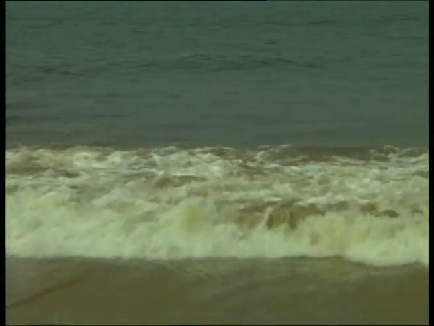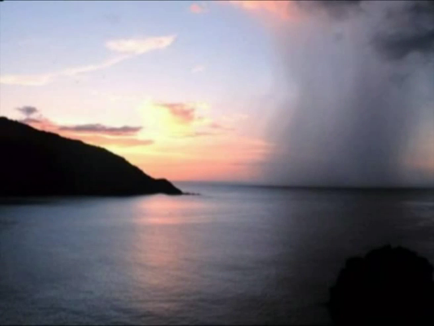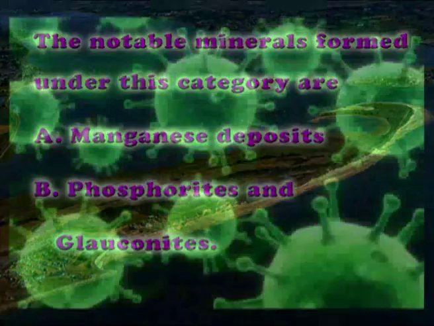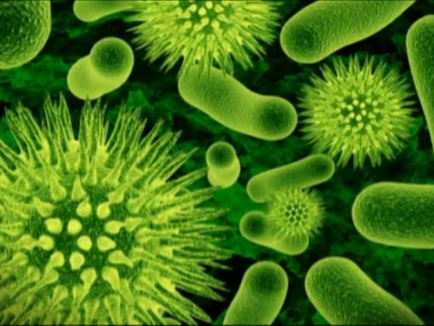Next comes the hydrogenous sediments. The hydrogenous sediments are mainly derived from water. They are formed by the chemical reaction and precipitation that occur within the sea water. The notable minerals formed under this category are manganese deposits, phosphorides and glauconides. Bacteria is an active player in the formation of manganese nodules. The other marine sediments include a good amount of phosphorides, glauconides and carbonates.